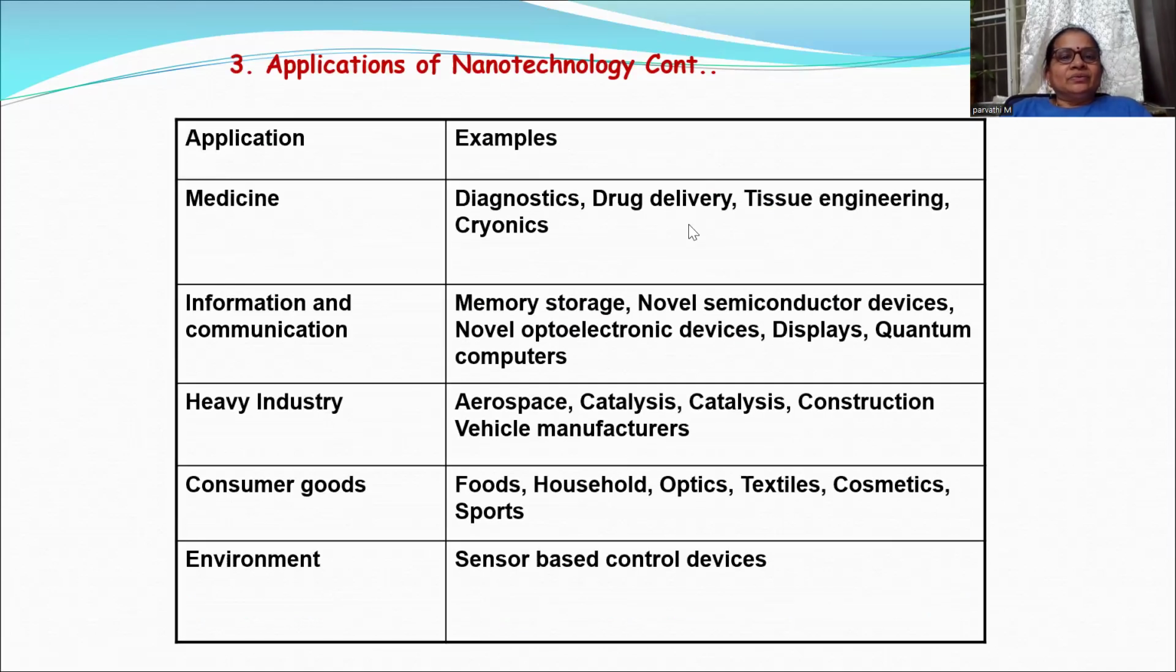And this is one more table of application and example: medicinal, diagnostic, drug delivery, tissue engineering. So the application and example are put together. If you see information and communication, this is one more: memory storage, novel semiconductor devices, and novel optoelectronic devices, displays, quantum computers. All this comes under the category of information and communication. In the category of heavy industry, aerospace, construction, vehicle manufacturers, and then in the category of consumer goods, foods, household, optics, textiles, cosmetics, and sports are examples. And environment, sensor-based control devices.